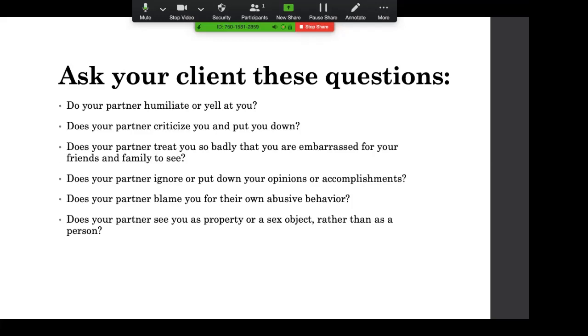Does your partner humiliate or yell at you? Does your partner criticize you or put you down? Does your partner treat you so badly that you are embarrassed for your friends and family to see? Does your partner ignore or put down your opinions or accomplishments? Does your partner blame you for their own abusive behavior? Does your partner see you as property or a sex object rather than as a person?